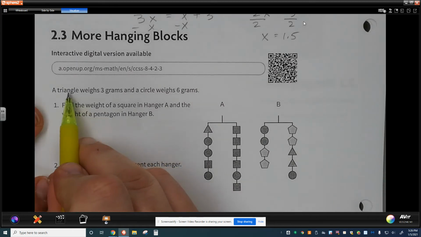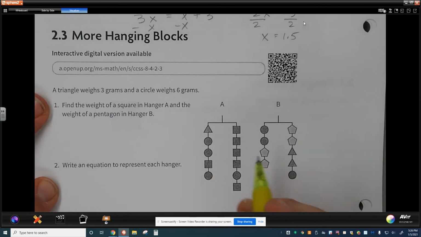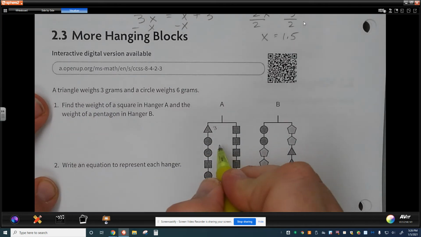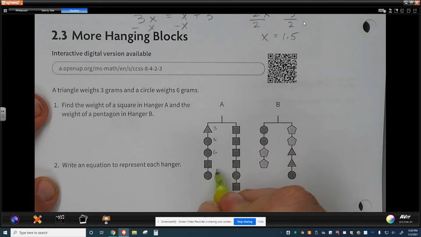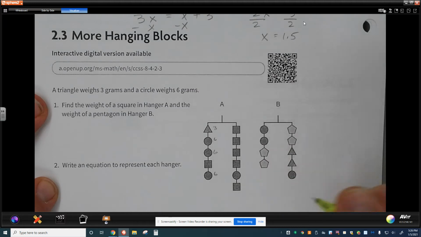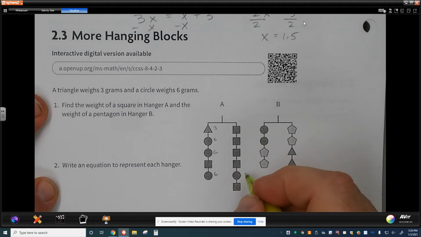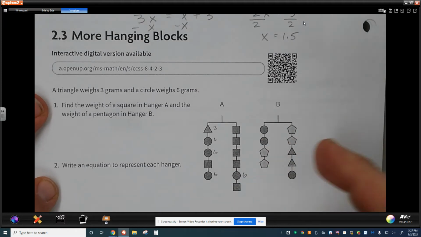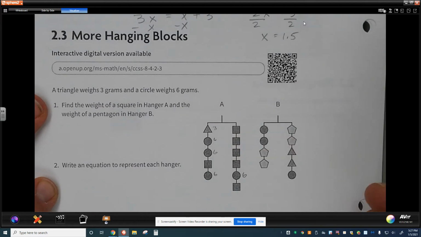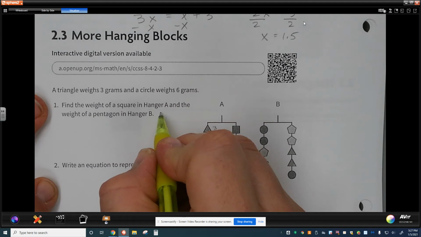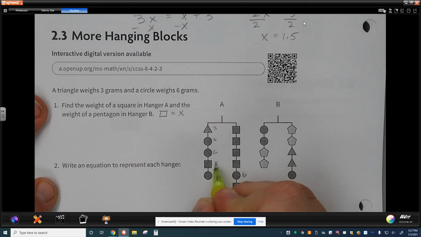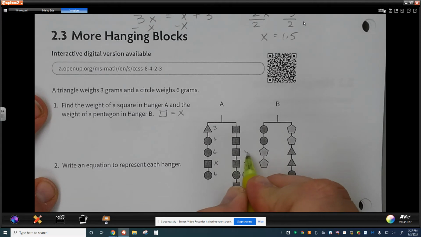I think it would be helpful to go like this. A triangle weighs 3 grams, so go ahead and label 3. And a circle weighs 6. 6, 6, and 6. Over here on the right, I see a whole bunch of squares and just one circle. So now I have to think, what is unknown here? Well, the value of the square is unknown. So we're going to say let the squares be equal to x. And I have an x here, and each of these are x's.